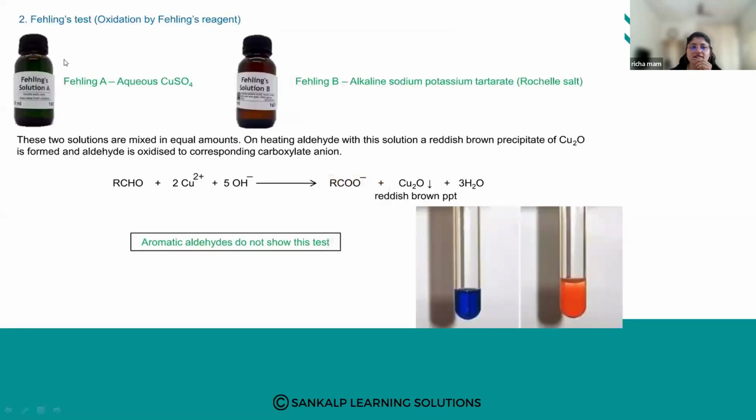Then Fehling's solution. Fehling's reagent is made up of two solutions, Fehling's A and Fehling's B. Fehling's A is aqueous copper sulfate solution. Fehling's B is alkaline sodium potassium tartrate solution, which is called Rochelle salt. These two are added in equal proportion. When you react the aldehyde with Fehling's reagent, you get a reddish brown precipitate. Only aliphatic aldehydes give a positive test. Aromatic aldehydes do not react. Ketones do not react. So this is the distinguishing test of aldehydes.